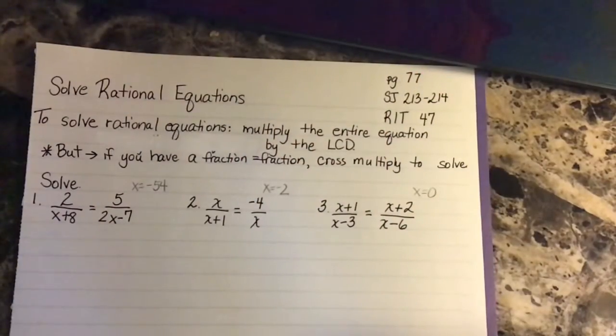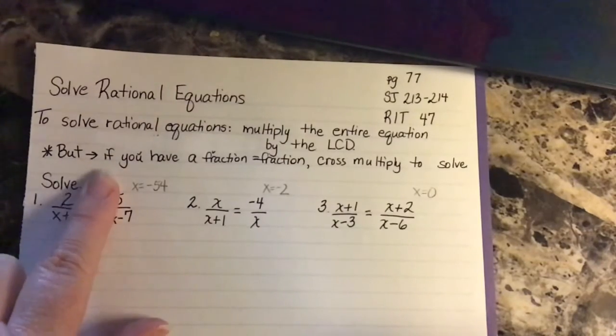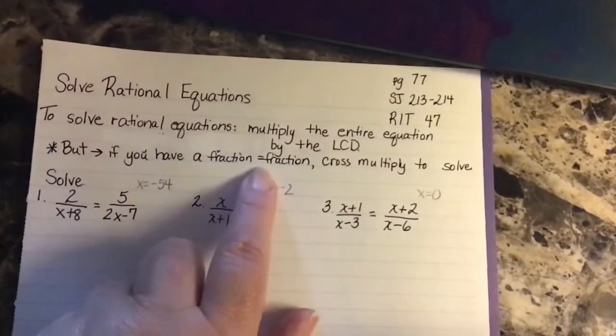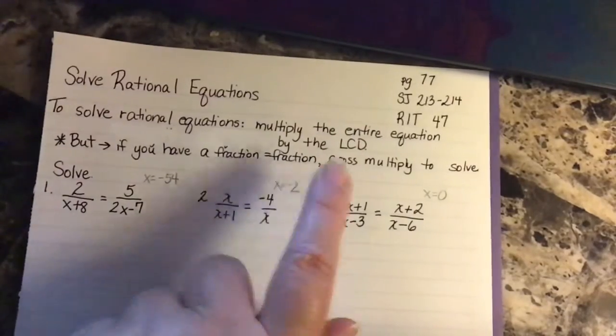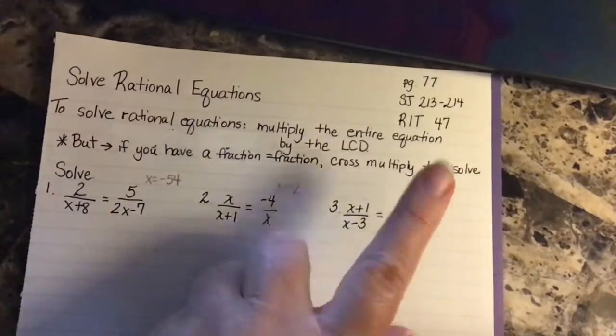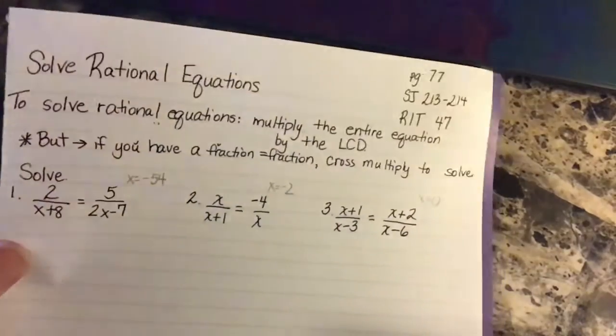Today we're going to solve rational equations. To solve rational equations, you multiply the entire equation by the least common denominator. But if you have a fraction equals a fraction, then you cross multiply to solve. So let me show you a couple examples.